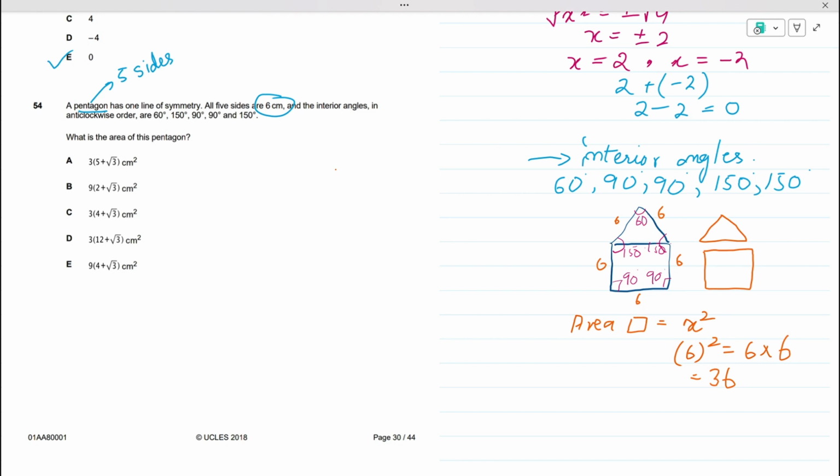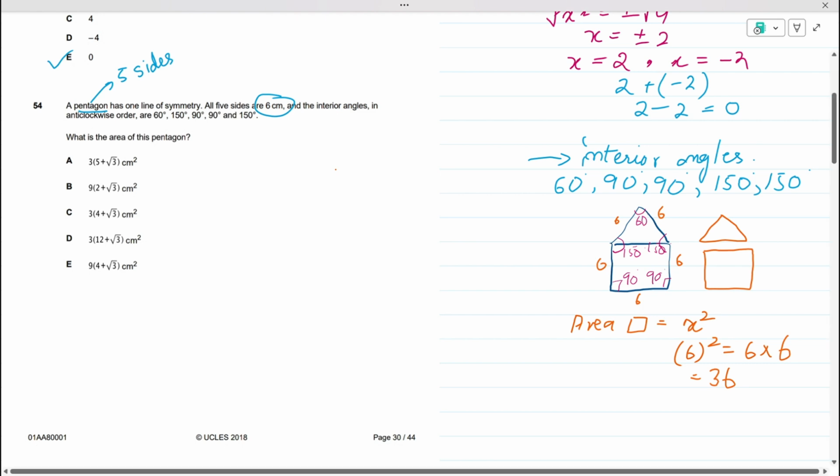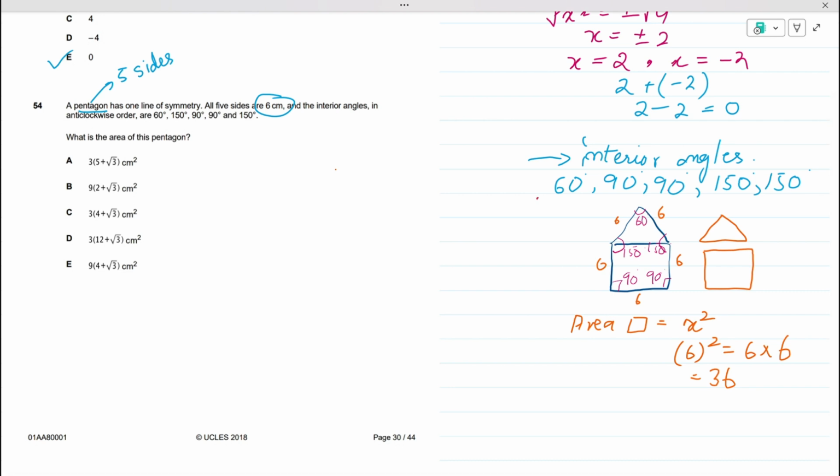We are now supposed to find the area of the triangle. That is an equilateral triangle, because every side of it is 6 centimeters long, right? If this is 6, so this would be 6 as well. Because all these sides are 6 centimeters long, this is an equilateral triangle.